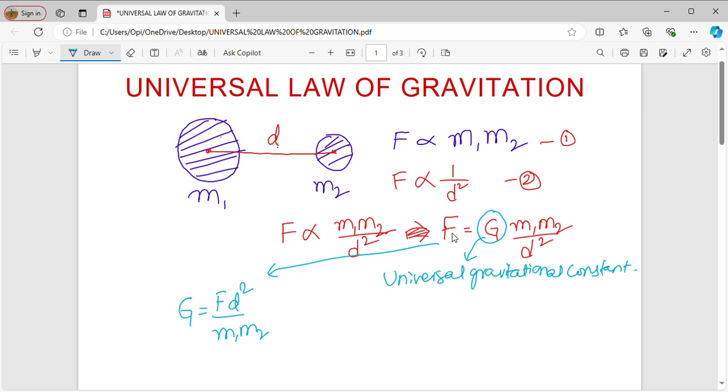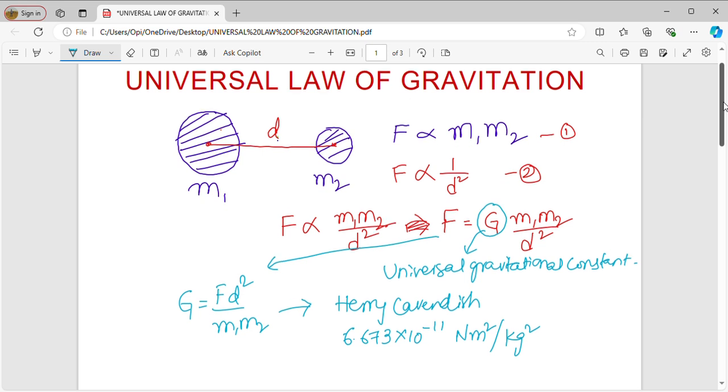Before units, let's find out whether we have the value for G. Yes, we have the value for G, and it was found by the scientist named Henry Cavendish. He found it out using a sensitive balance, and the value was found to be 6.673 into 10 power negative 11. What about the units? Newton meter square per kg square.